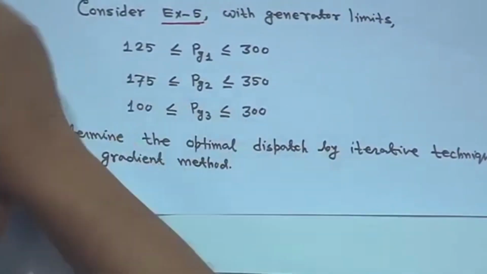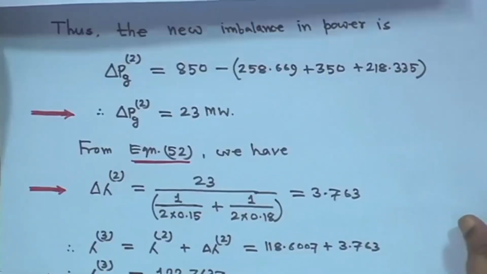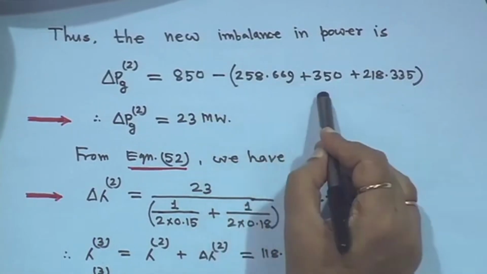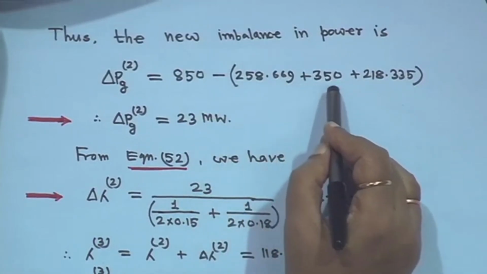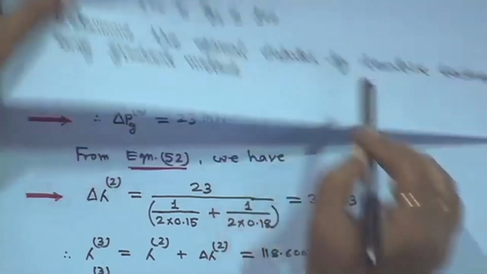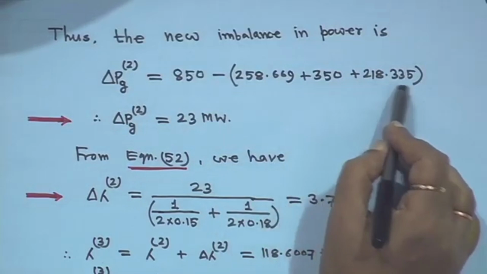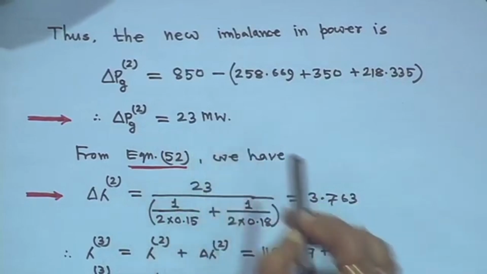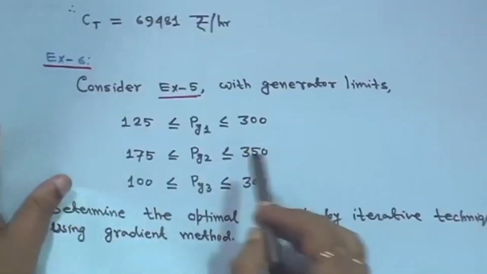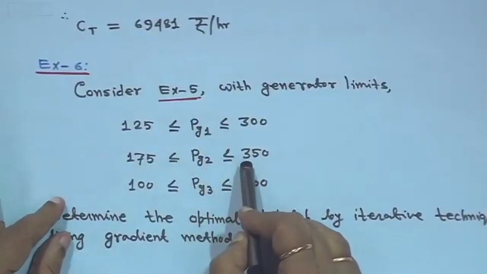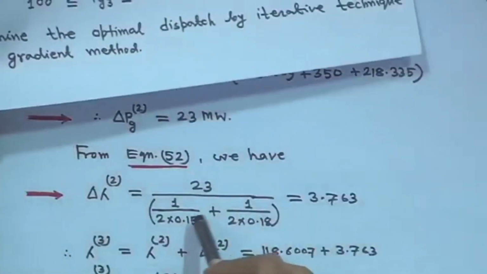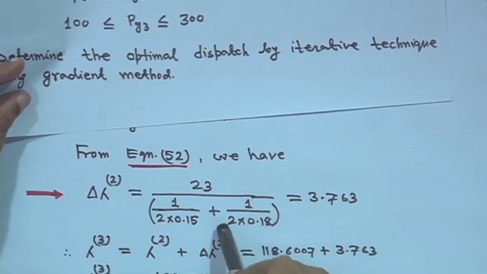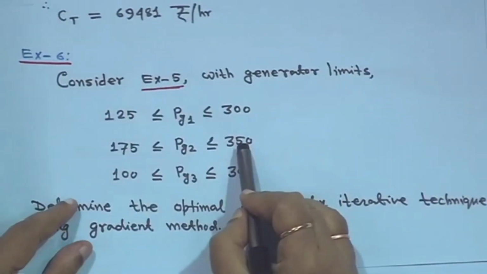For the second iteration, the new imbalance delta Pg2 is the total load 850 minus 258.669. Now, we will not take 373, because it is pegged at 350, it is violating the limit. We will take 350 only plus 218.335, these two are not violating the limit. So, in that case delta Pg2 is 23 megawatt. Now, in equation 52, Pg2 has been fixed at 350 megawatt, so in that expression, 1 upon sigma di, we will take 1 upon 2d1 plus 1 upon 2d3, but we will not take 1 upon 2d2, because this has been fixed at its limit.